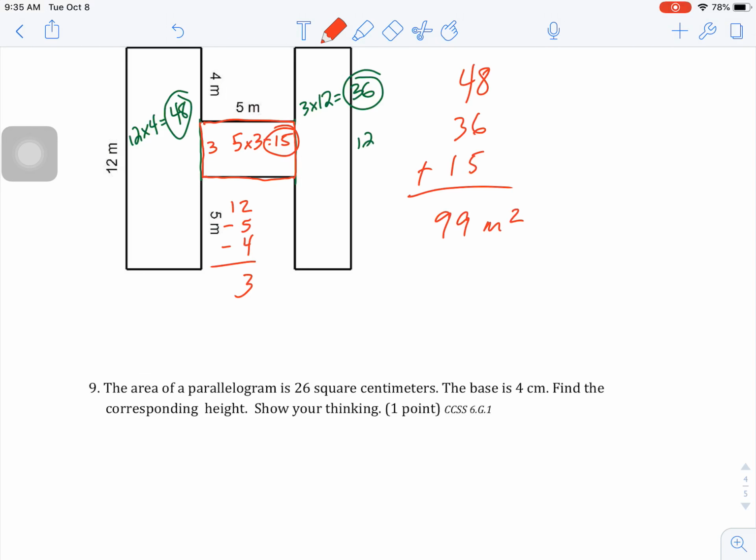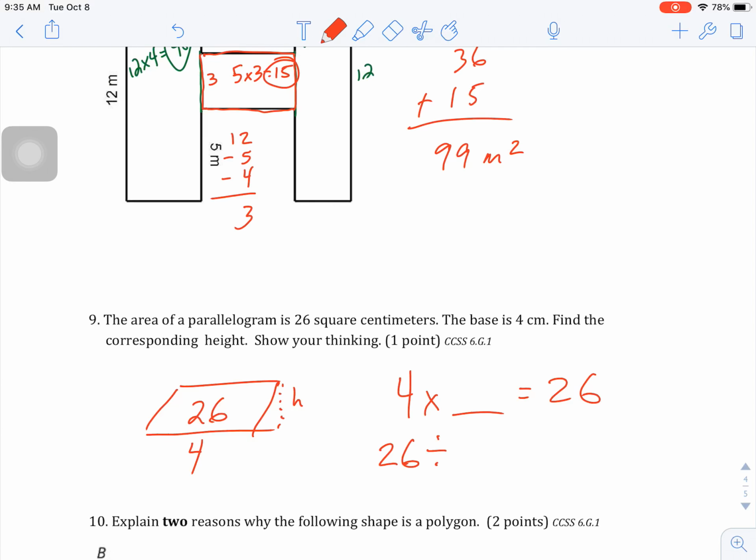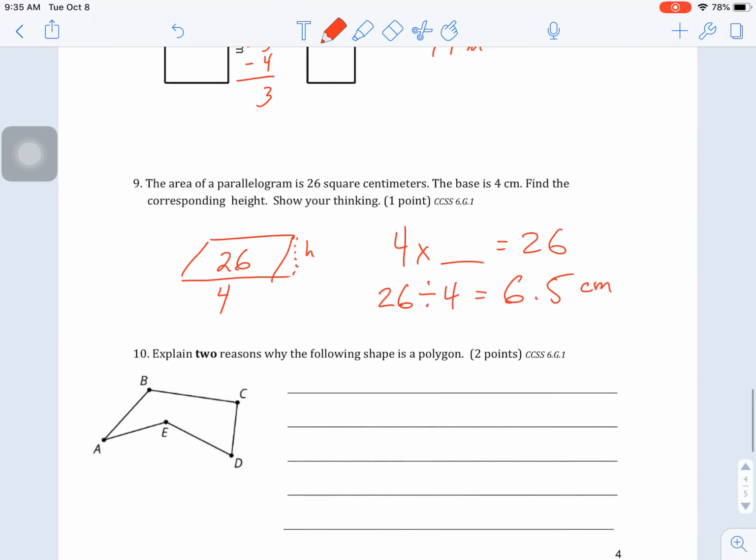Okay, so number 9, the area of a parallelogram is 26 square centimeters. So I'm going to go ahead and draw a little sketch here. Okay, its area is 26, the base is 4, so I need the height. Well, you can think about if we wrote a math problem, it would look like this: 4 times blank equals 26. So we've learned that we can solve this by just dividing 26 by 4, and you should get 6.5, and that's labeled centimeters since it's just a height.